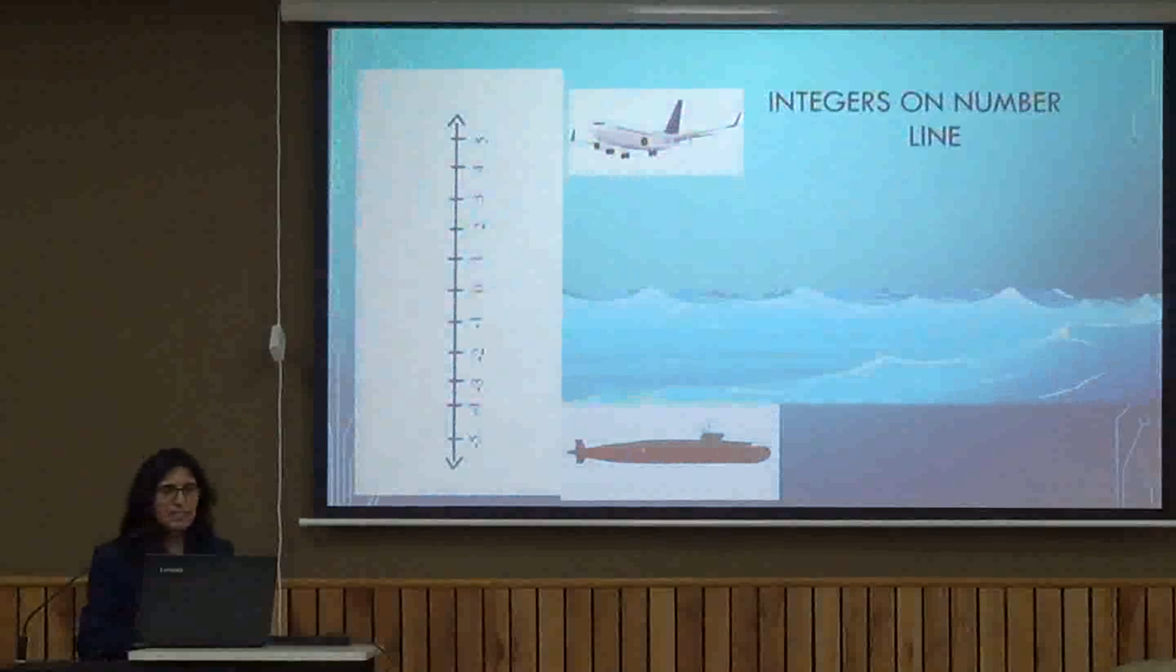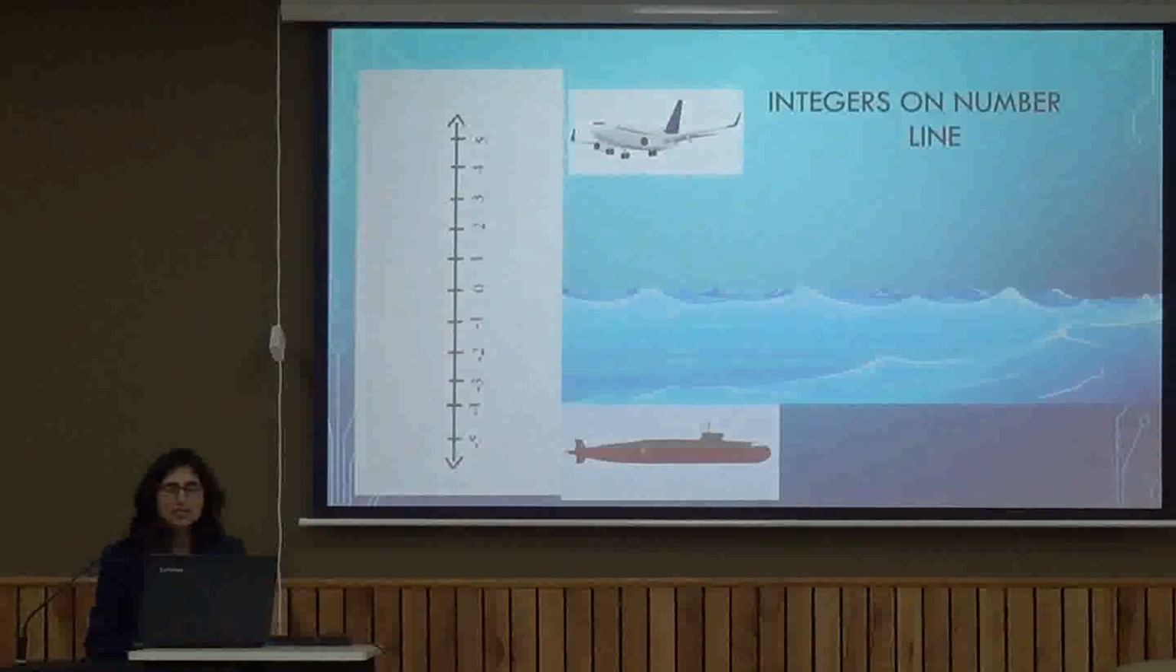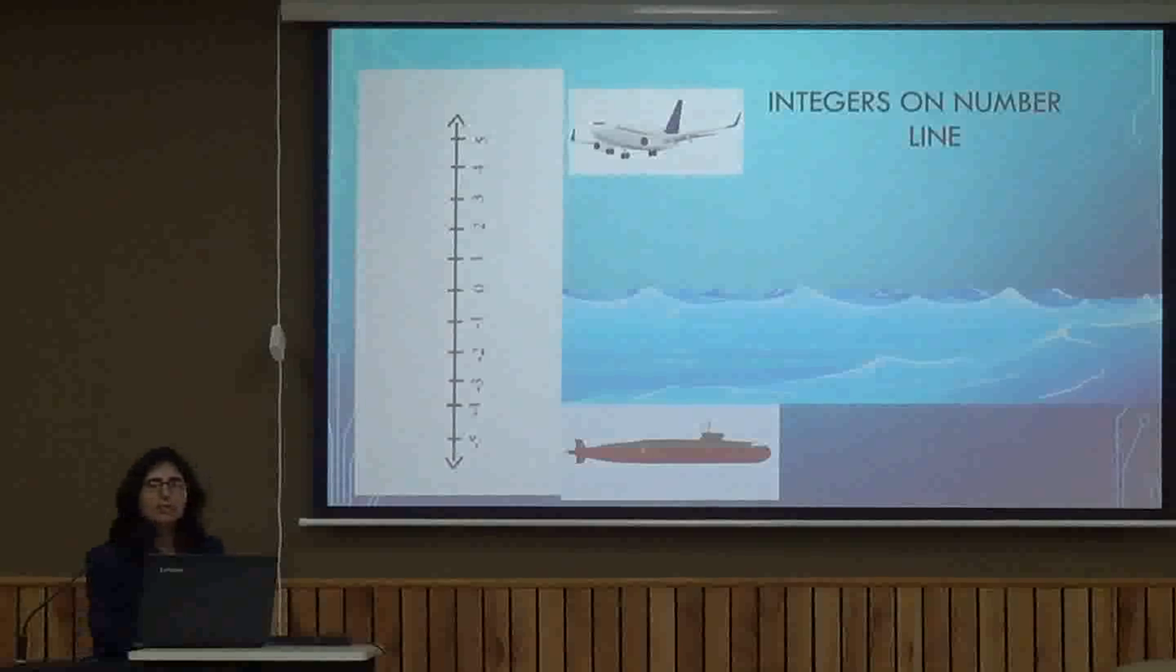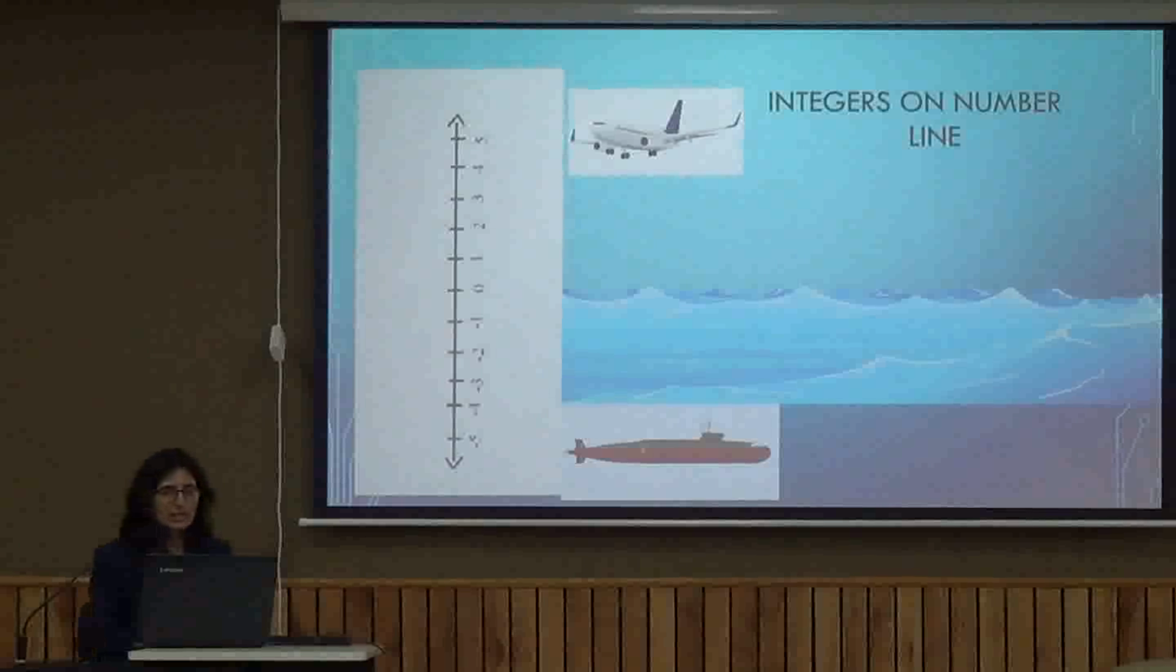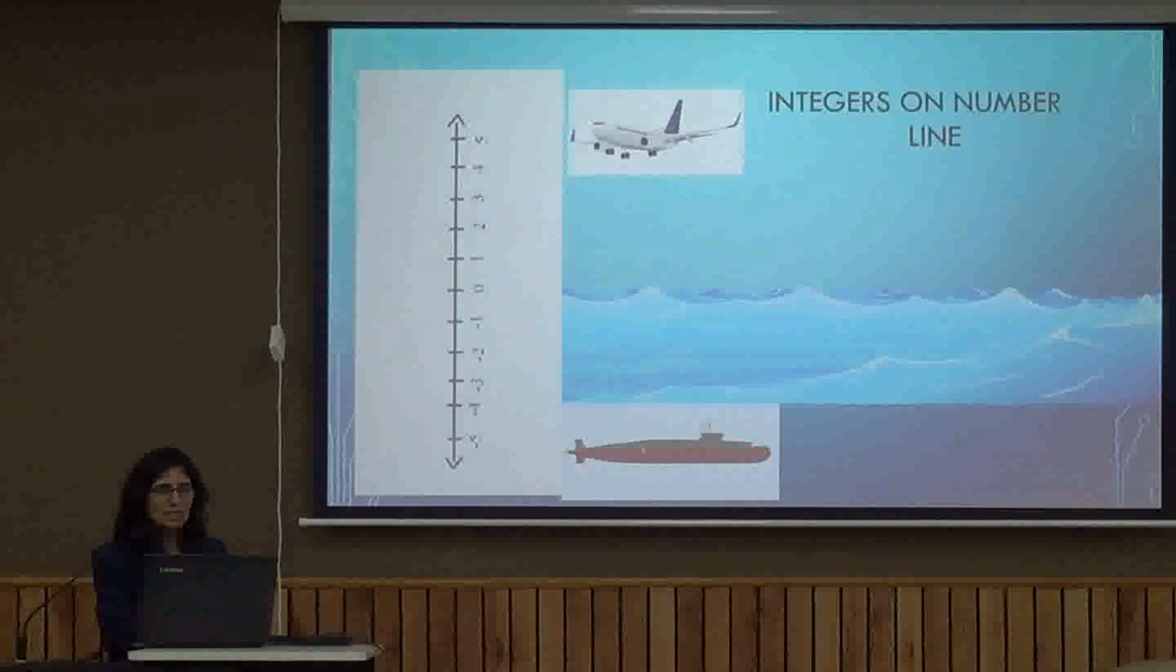First of all, let's see how we are going to represent the integers on the number line. Now, number line can be vertical or horizontal. When the number line is vertical, the numbers below the 0 are taken as negative and above 0 are the positive numbers. And 0 is actually taken as the sea level. So when the aeroplanes are flying, the distance is taken as a positive, and the submarines which are there under the sea, they are taken as a negative distance.